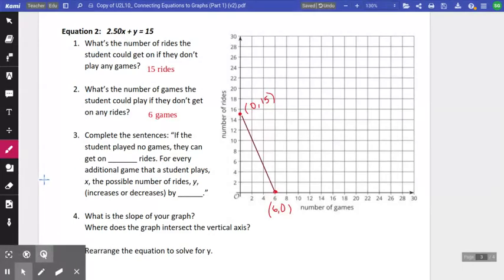Okay, I've gone ahead and done numbers 1 and 2, and then got our graph here. For number 1, if you want to find how many rides you can go on if you don't play any games, we aren't playing any games.